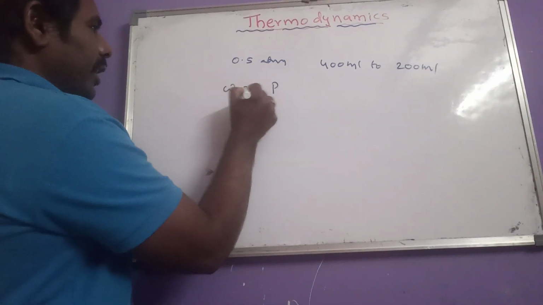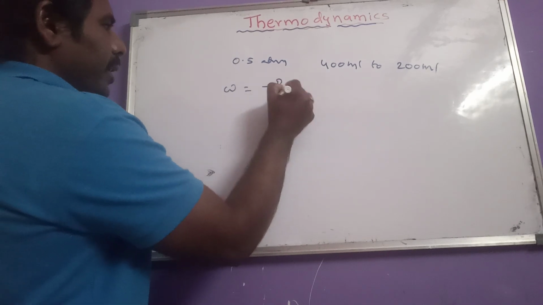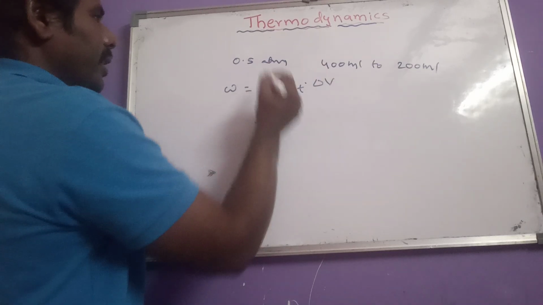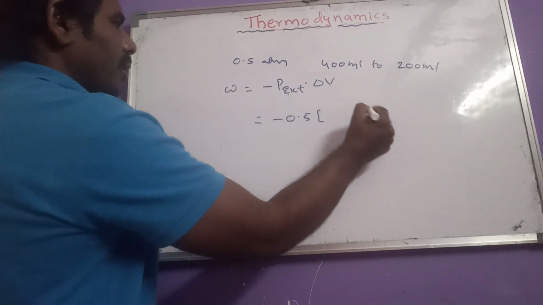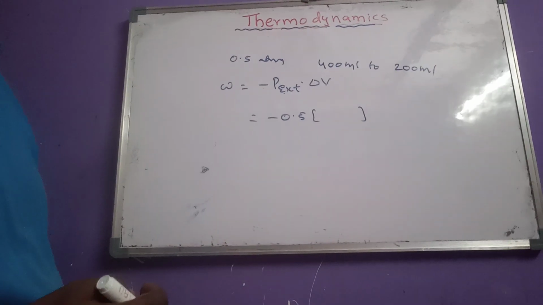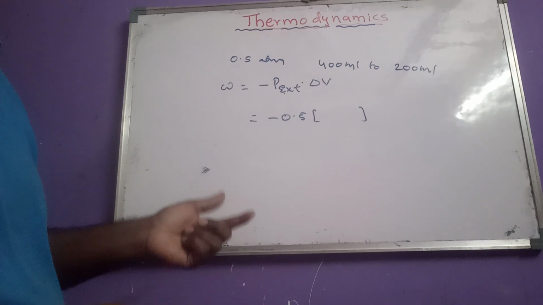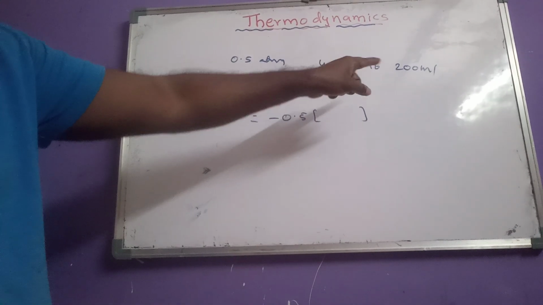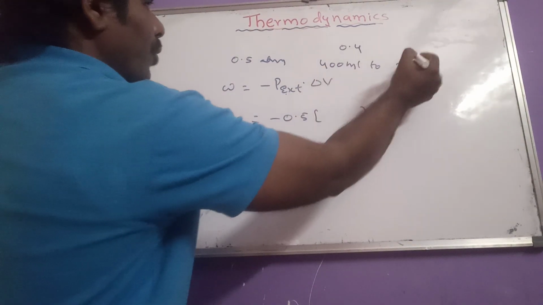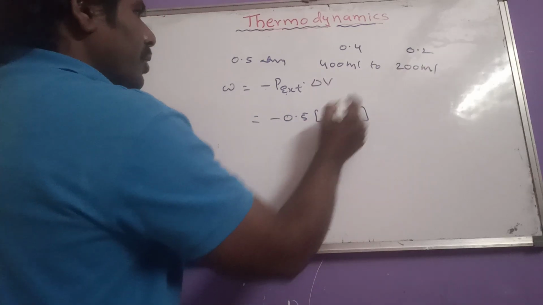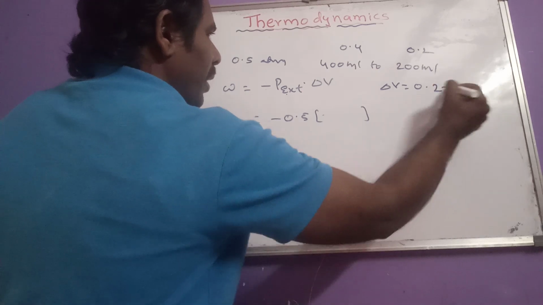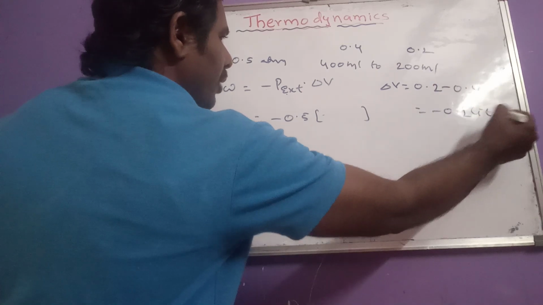Work done equals minus P external into delta V. Minus P external here is 0.5 into delta V. Here we have to consider the volume in liters, because the unit of work done here is liter atmosphere. So we have to change milliliter into liter. Now this is 0.4 liters, this is 0.2 liters. So delta V equals 0.2 minus 0.4, that is minus 0.2 liters.